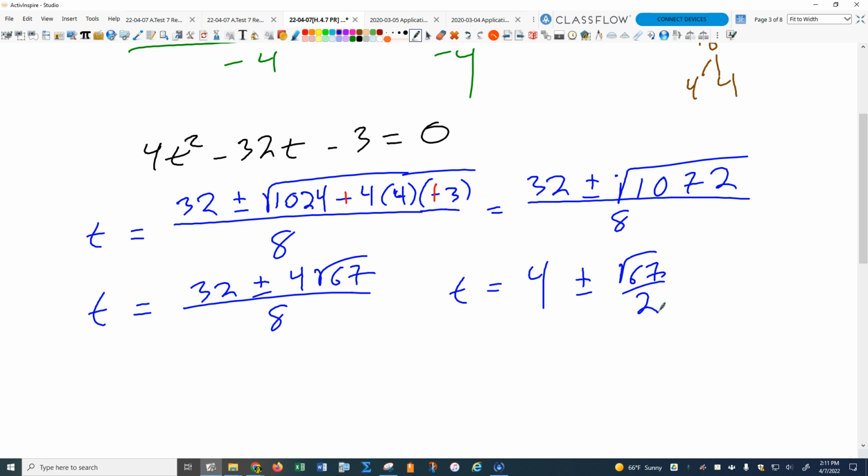Does that all make sense? If I split the denominator and reduce. Okay, give me 1 to 5 on that. Are we good with that last step? Okay.